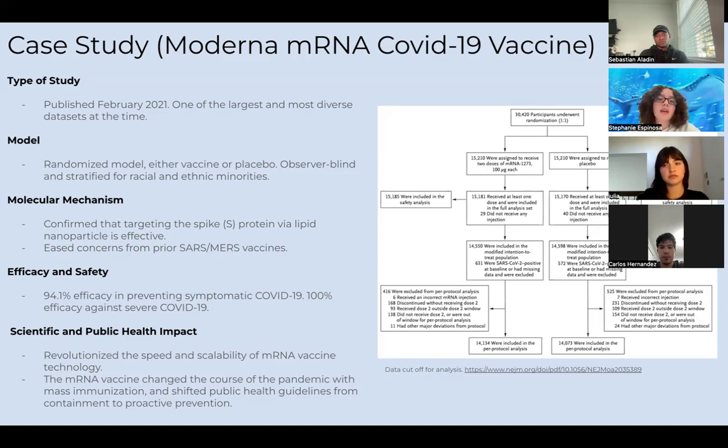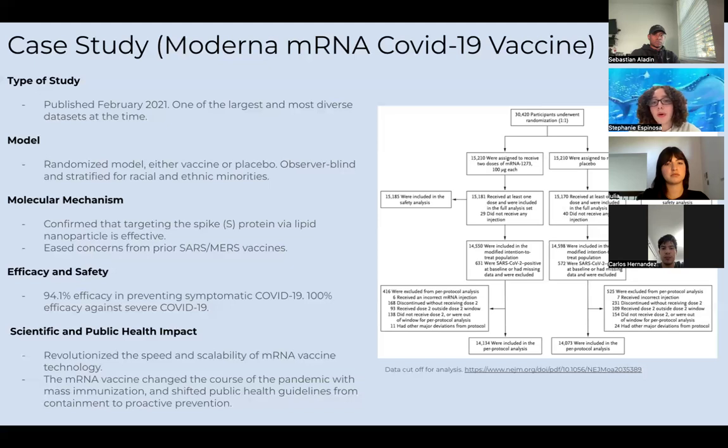given. At the time of the study, public health protocols for preventing COVID-19 relied mostly on social distancing and masking, and this study shifted the global focus to mass immunization as the primary prevention strategy against COVID. The study also provided one of the largest and the most diverse data sets at the time, setting a benchmark for ongoing trials about the vaccines.